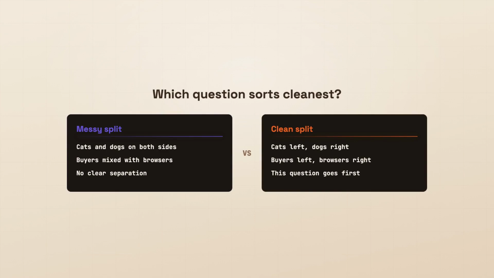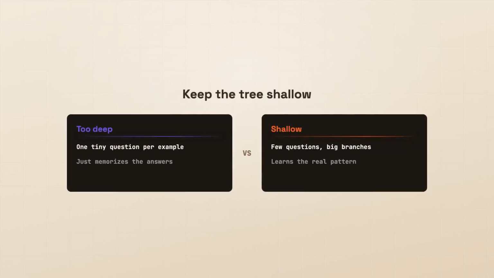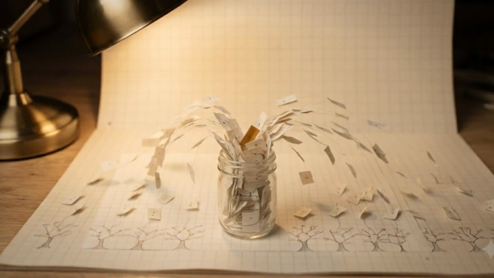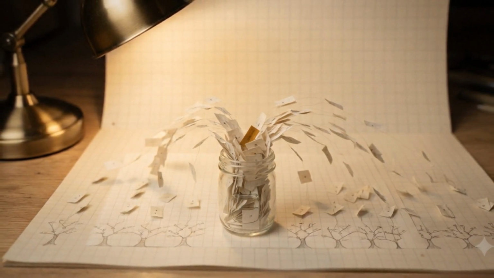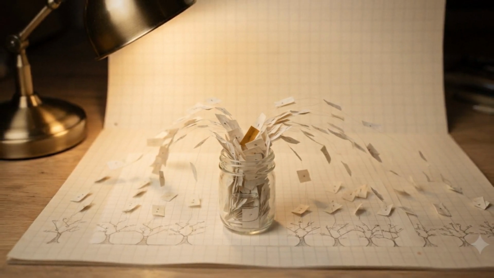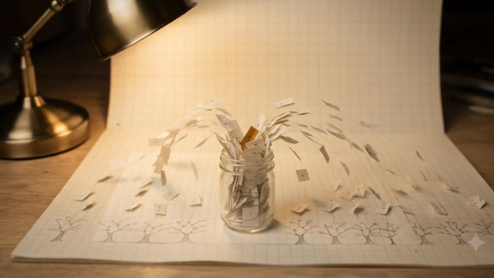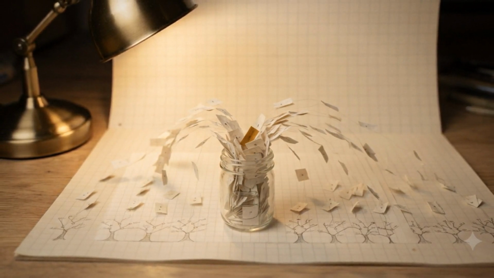2 things before we close. First, a warning we met earlier: overfitting. A tree allowed to ask endless questions will grow one tiny question per example and just memorize the answers, like a student cramming instead of learning. So we keep the tree shallow, few questions, big branches, and it stays smart on things it's never seen. Second, the power-up. Plant hundreds of slightly different trees, let each one vote, and take the majority. That crowd of trees is called a random forest, and it's one of the most reliable classic models there is, still winning real competitions today.